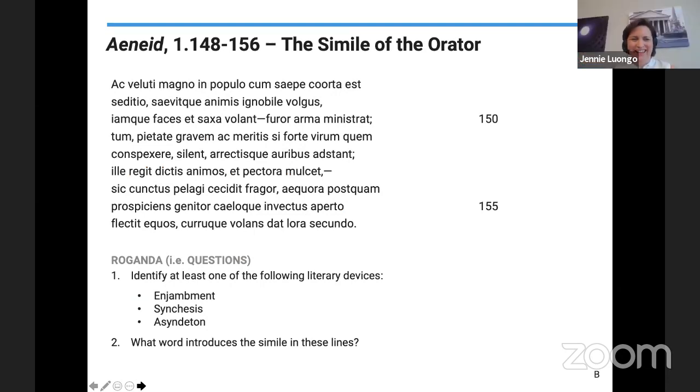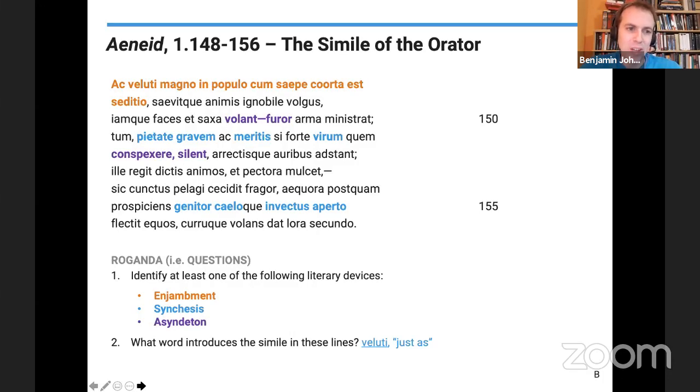Right. So we're going to end with the great simile of the orator, which is the first simile in the Aeneid. So it's obviously really important. I want you to identify in this simile at least one of the following literary devices for each: enjambment, synthesis, and asyndeton. Remember, enjambment is where the line carries over to the next line, so that's going to be something on two lines. And what word introduces the simile in these lines? It's important to think about the words that Virgil uses when he introduces a simile, because that'll be an easy way to recognize them.